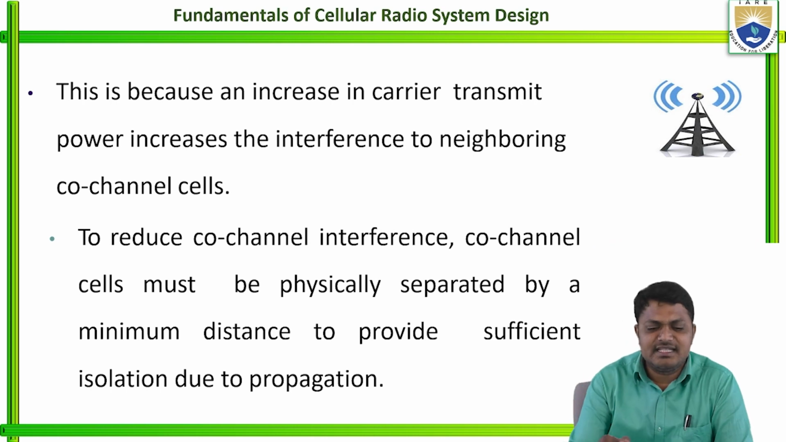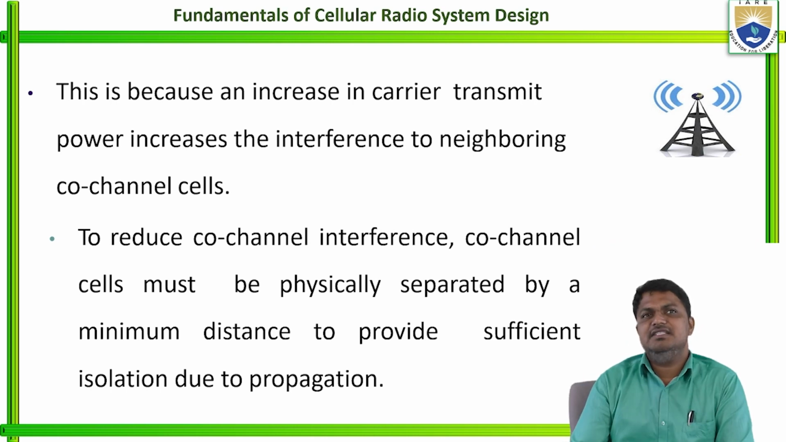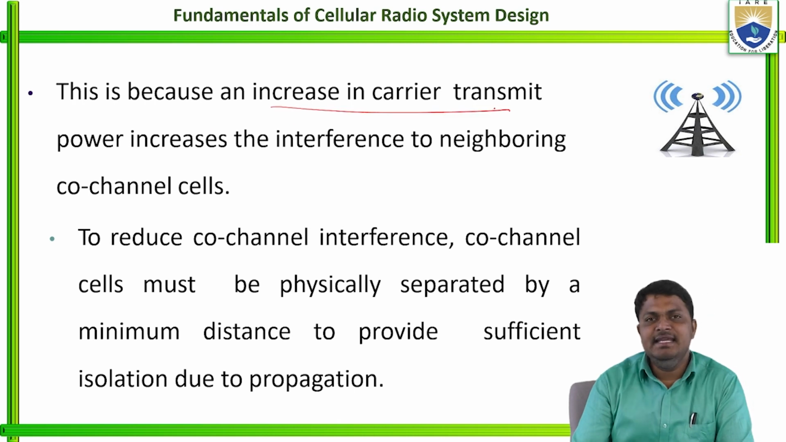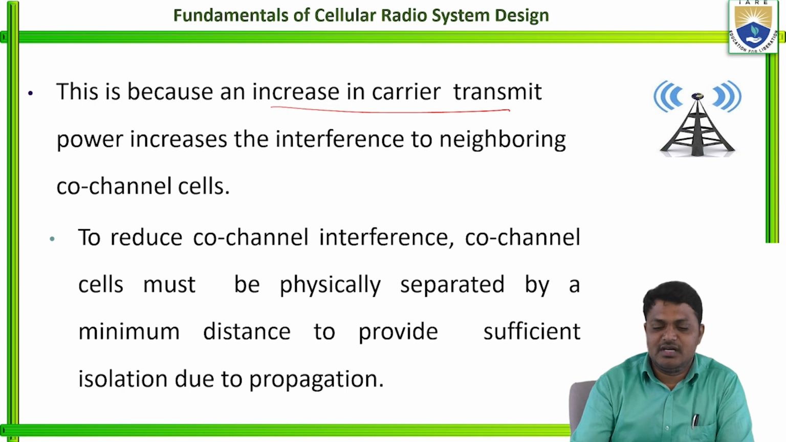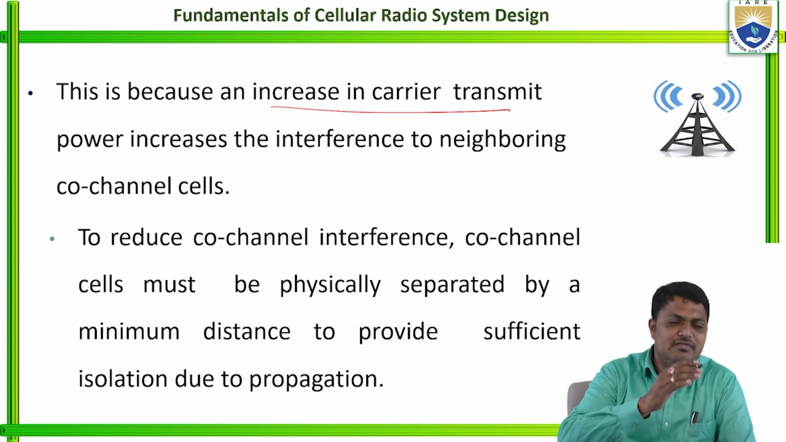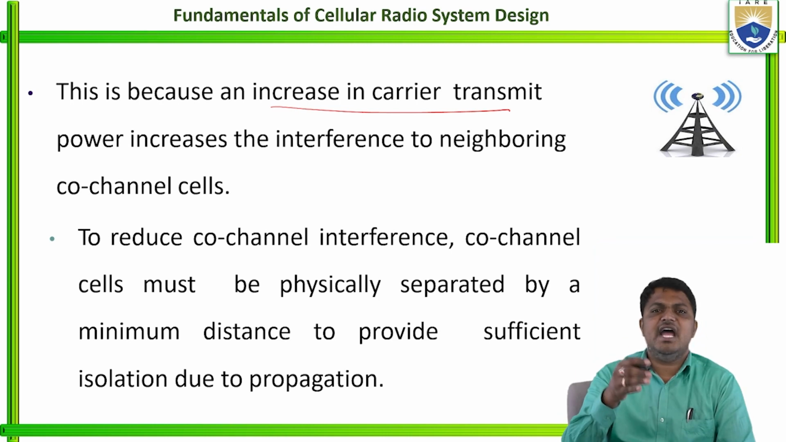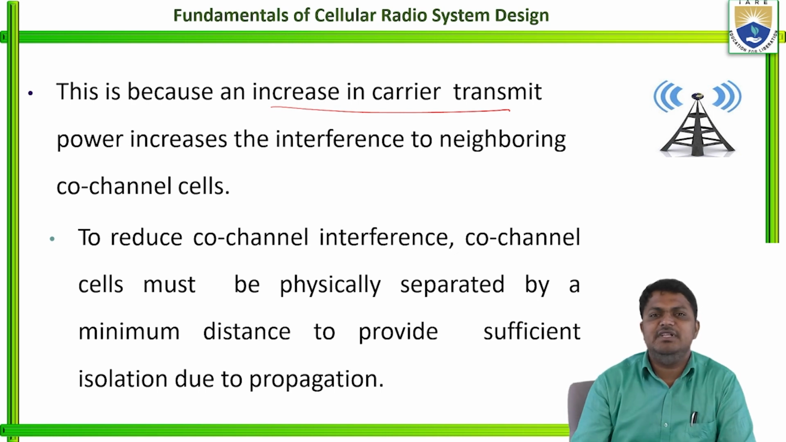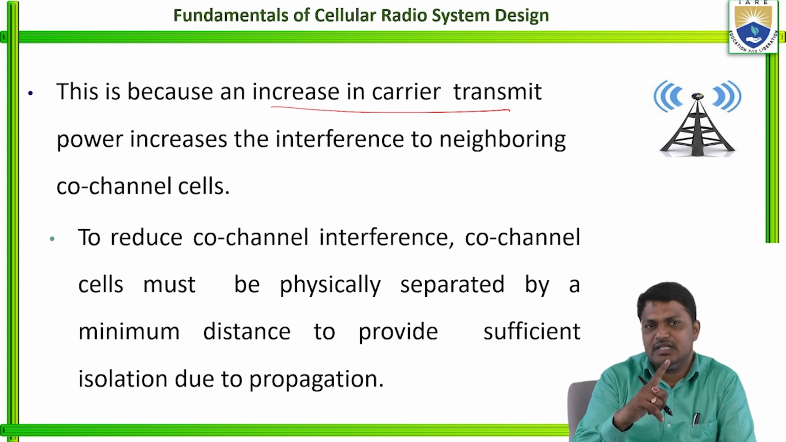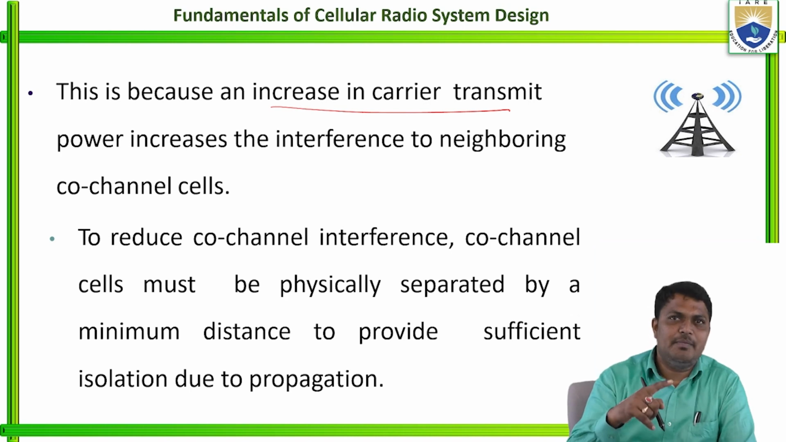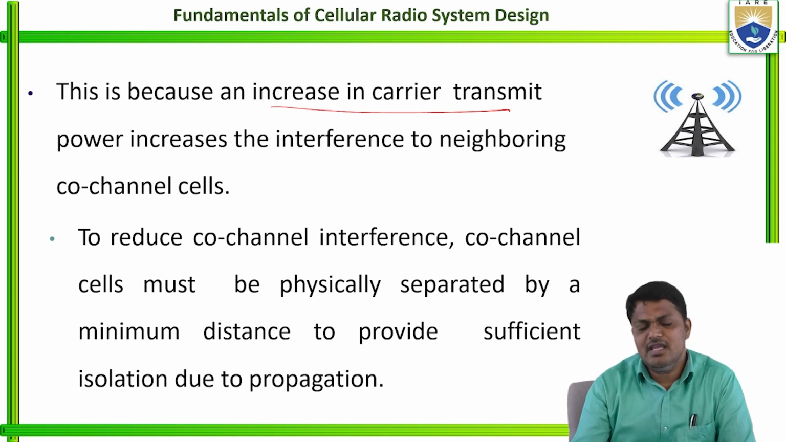This is because increasing the carrier transmit power increases the interference in the neighboring co-channel cell. I am repeating here: because of an increase in carrier transmitter power, when a mobile unit is moving from one cell to another cell, noise is added to the message signal, that is called thermal noise. When the mobile unit is moving, the data signal is also moving from one place to another to connect to the nearby base stations, so the power increases the interference in the neighboring co-channel cell.